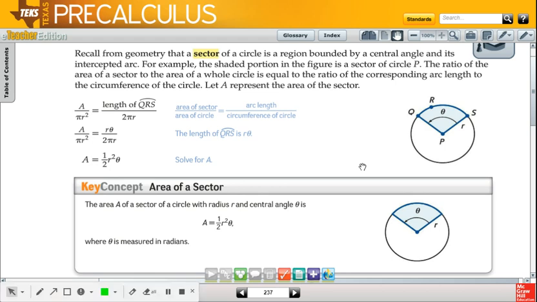In this video, we're going to go over area of a sector, and it's going to be another short video, but first we're going to talk about how it ties in from geometry.